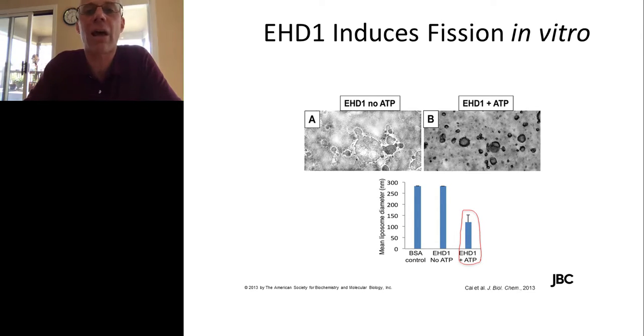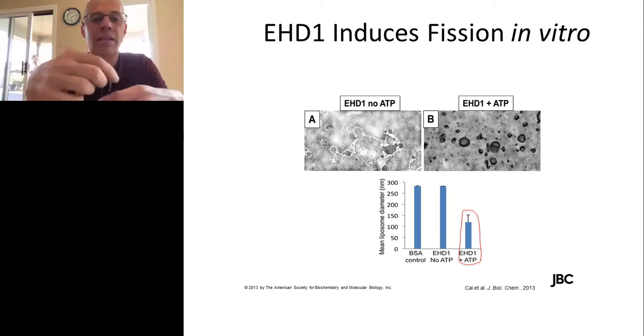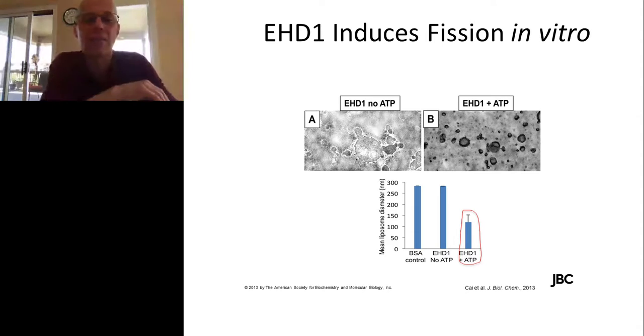So our hypothesis now, and it's basically a hypothesis that many groups now hold, and many groups have worked on this, is that EHD1 induces fission. And here's another experiment that we did in collaboration with Wei Guo at Pennsylvania. Basically, it's a simple experiment where we take purified EHD1 and we add it to liposomes and do electron microscopy analysis. And we add it to liposomes in the presence or absence of ATP. And as I mentioned, it's an ATPase. It needs ATP in order to function, to hydrolyze ATP and carry out its enzymatic activity.